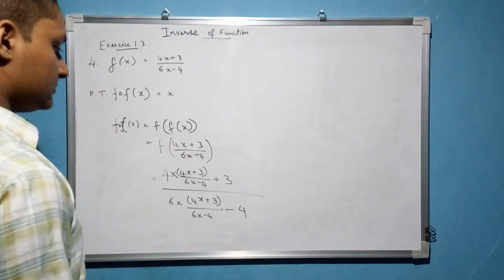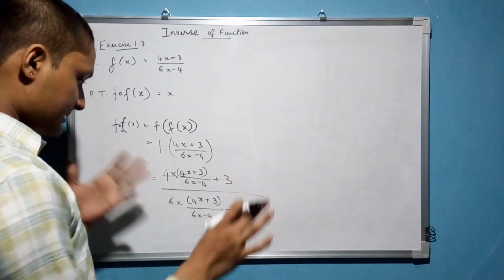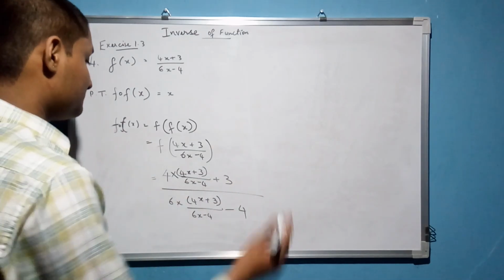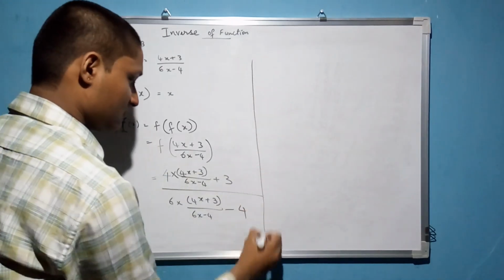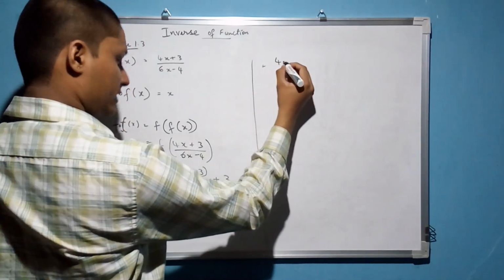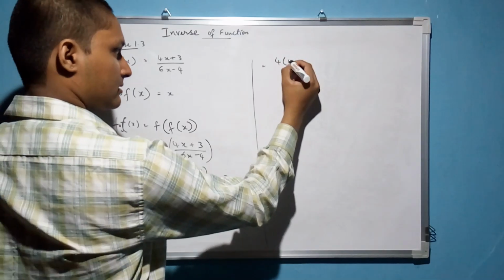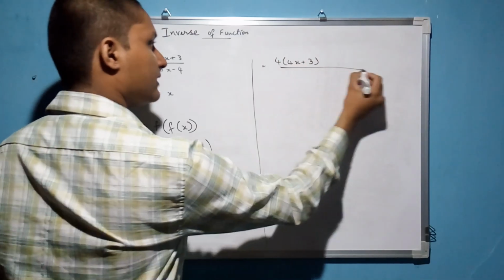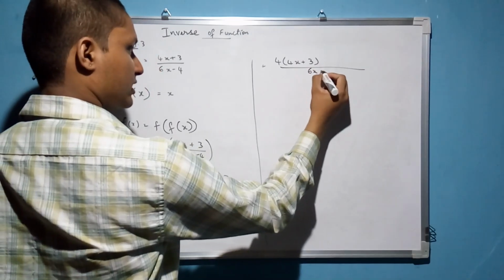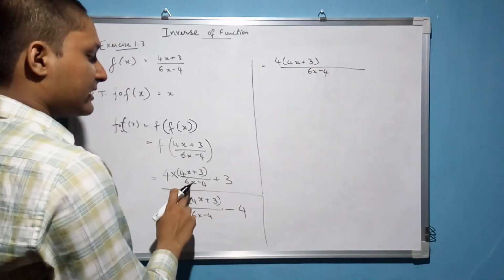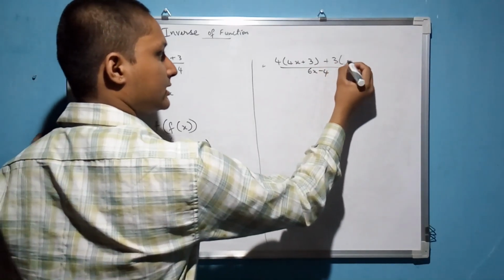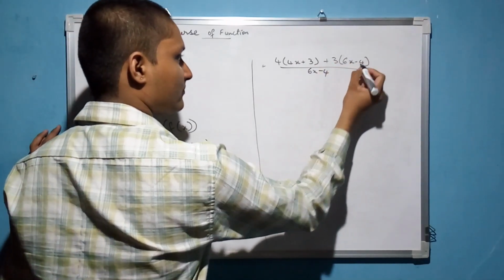Yeah, that's a big thing. So I need to take the LCM and cancel off this 6x minus 4, it is becoming a big problem now. So let me continue. That comes to be 4 into 4x plus 3 divided by 6x minus 4. So I need to multiply the 6x minus 4 to 3 also. So I need to do that, plus 3 into 6x minus 4.